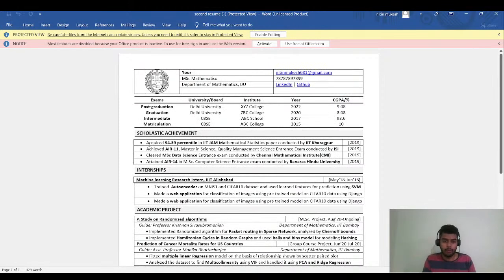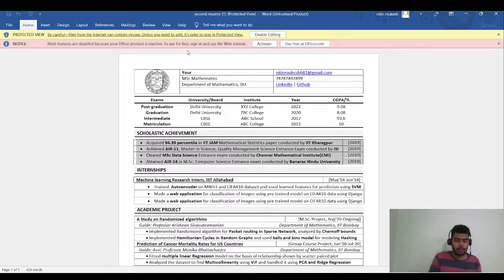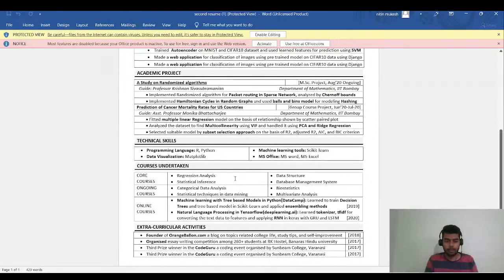You can edit this resume. Let's say you want to edit this point, you can edit it, and once you edit it, go to the design option. Then you can hide your table. A table can be shown only in the courses undertaken format and the technical skills format. Obviously you can hide those tables also, but in these two things, a table can be there. Otherwise, hide each and every table.